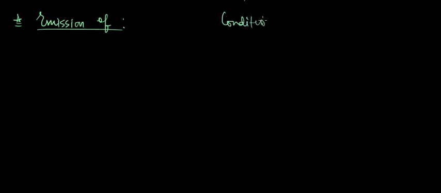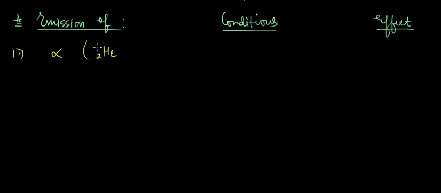Okay, so now let's see emission of particles like alpha, beta, gamma. So emission of certain particles with the conditions and effect. Okay, so let's say we are talking about emission of alpha particle, which is 2 helium 4.